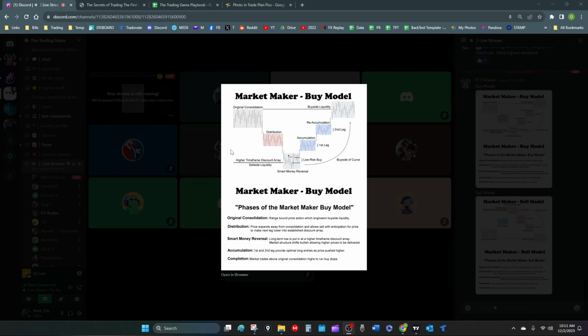It's very important because when I look at these, I don't really trade it the same way he does, but kind of do, I guess. I look for a higher time frame PD array, like maybe I'm targeting a fair value gap on the 1 hour chart, for example. As soon as it hits that discount array, that's when I'm dropping down to the 1 minute and seeing if, marking up, is this original consolidation, distribution? Do we get a smart money reversal? And that's when you start looking for your low risk buy, your first leg of accumulation, second leg of accumulation, reaccumulation rather, and then you're targeting.